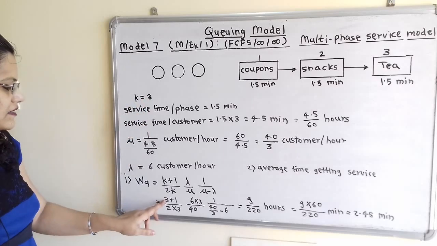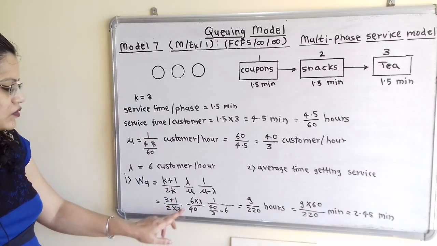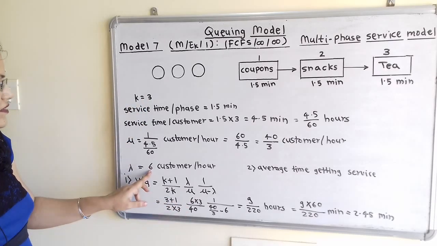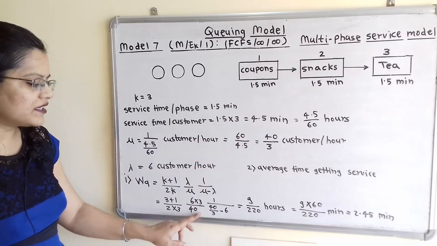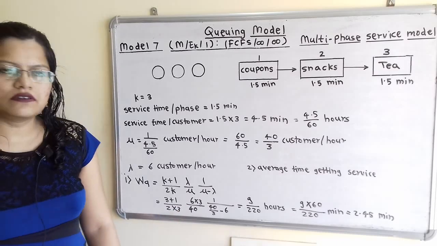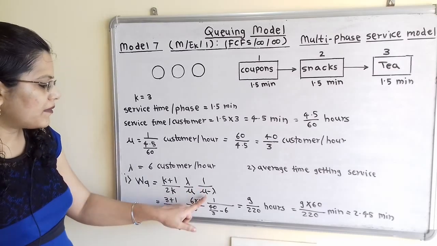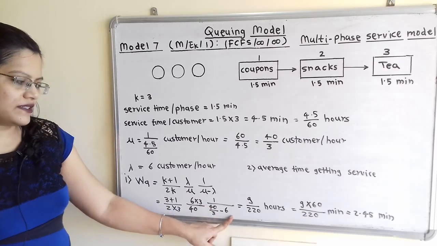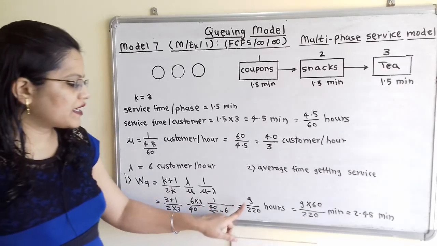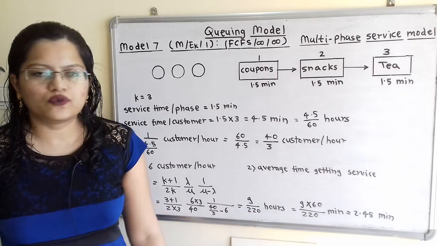So k is 3. 3 plus 1 divided by 2 into 3, into lambda by mu, that is 6 divided by 40 by 3. So this 3 in the denominator we will shift to the numerator. Then 1 divided by (mu minus lambda), 1 divided by (40 by 3 minus 6). So if we solve this, we will get the answer 9 divided by 220.